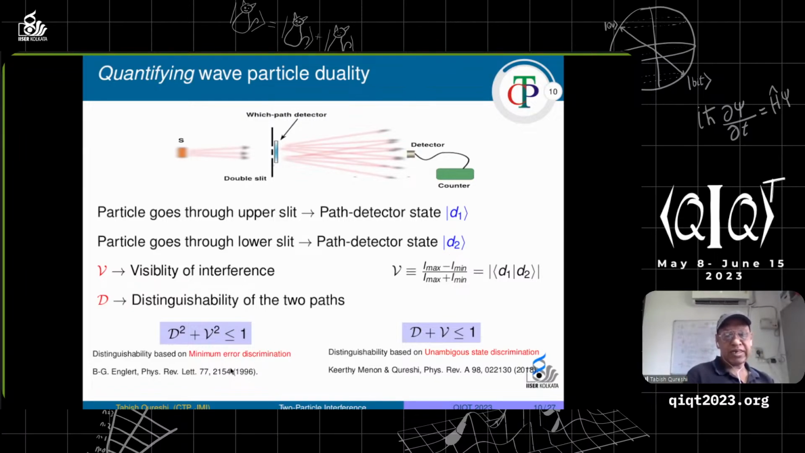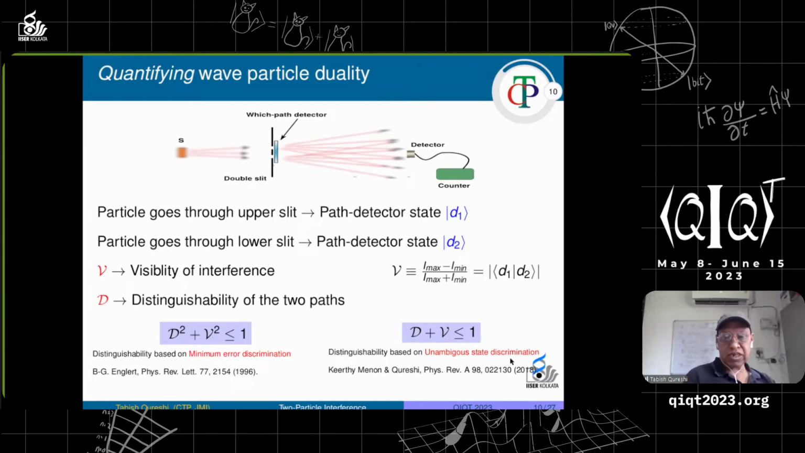This was done in 1996, and this has been a popular duality relation. Recently, but this was proven for a symmetric case. If you have an asymmetric situation, where the particle is more likely to go through one of the slits, this doesn't directly hold. So for this general case, we worked on this, and instead of minimum error discrimination, we use what is called unambiguous state discrimination.